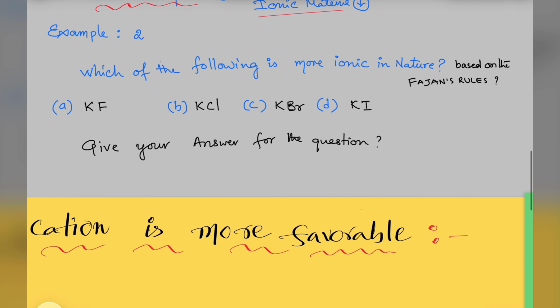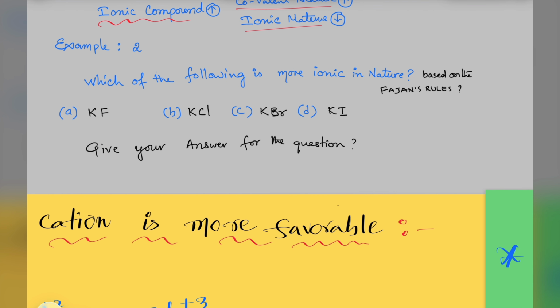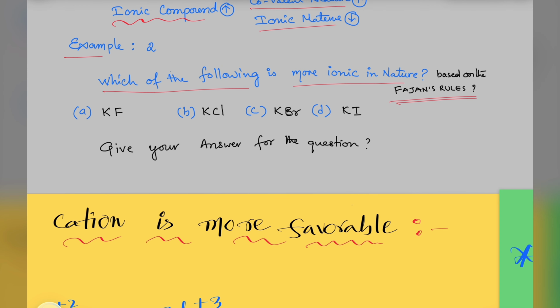I'll give one more example based on this. You can tell me the answer. Which of the following is more ionic in nature based on the Fajans rules? Concentrate. I have given potassium fluoride, potassium chloride, potassium bromide, potassium iodide. I am asking which is more ionic in nature. You can comment your answer here on this page. Okay, that is your question.